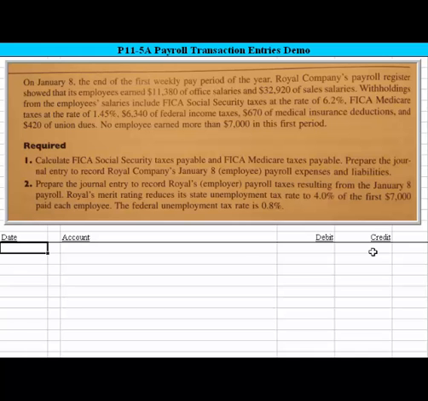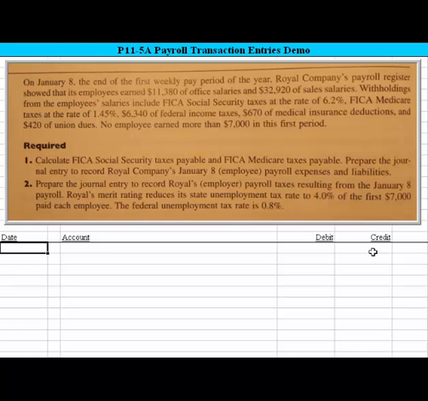Okay, on January 8th, the end of the first weekly pay period of the year, Royal Company's payroll register showed that its employees earned $11,380 of office salaries and $32,920 of sales salaries. Withholdings from the employees' salaries included FICA Social Security taxes at the rate of 6.2%, Medicare taxes at the rate of 1.45%, $6,340 of federal income taxes, $670 of medical insurance deductions, and $420 of union dues. No employees earned more than $7,000 in the first period.